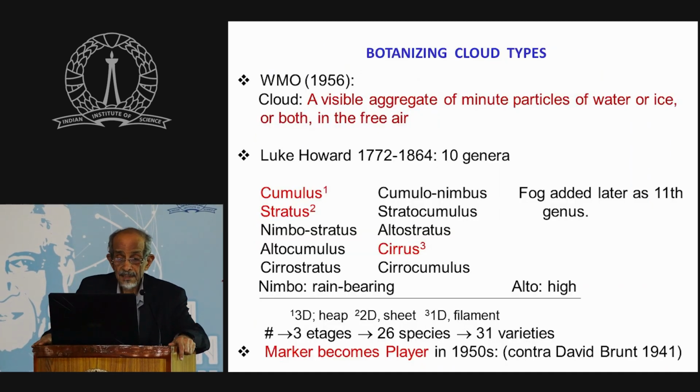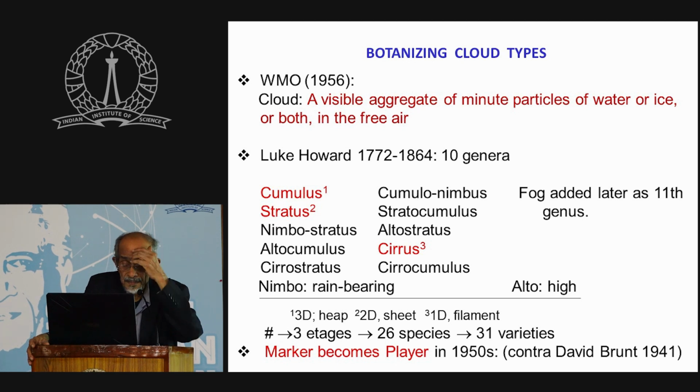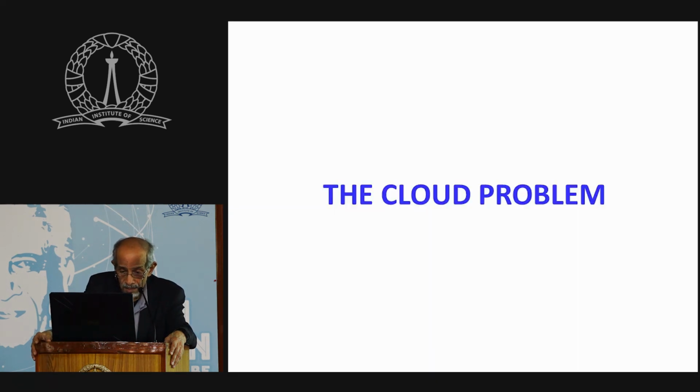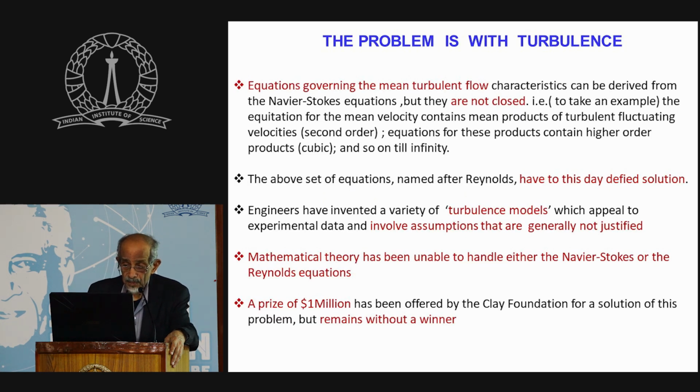Well, clouds have been classified in great detail. It was a project which began around 1800, well, a little later, by Luke Howard, who divided them into 10 genera, 10 families, if you want to put it that way, and the members of each family. And there are three which I have marked in red: cumulus, which is what we are going to look at, stratus, and cirrus. Fog was later on added as the 11th cloud. And there are catalogs now which give you pictures of each one of these.